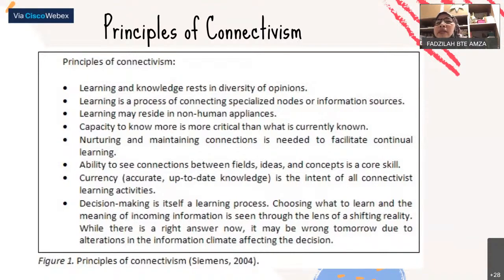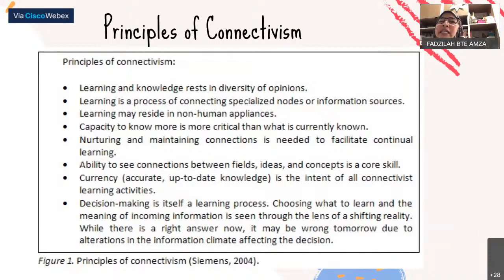Learning is a process of connecting specialized nodes of information sources. Dia dapat maklumat daripada YouTube lah. Dia dapat maklumat daripada Google lah. Okay, contoh, I need them to explain about mastery learning. So in order to explain to the whole class about mastery learning, they get information from books, from Google. Pakcik Google tu memang banyak lah. From Wikipedia, from YouTube video, from blogs. See, learning is connecting specialized. So macam mana knowledge yang banyak-banyak tu masuk dalam kepala dia, nak structurekan knowledge dia dan dia nak sampaikan.